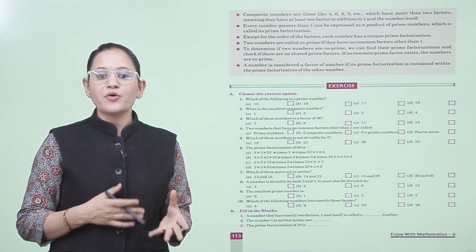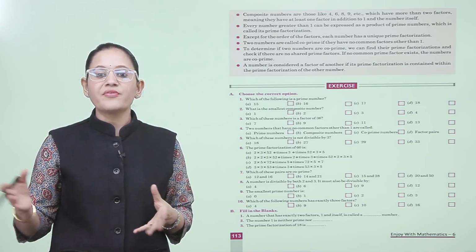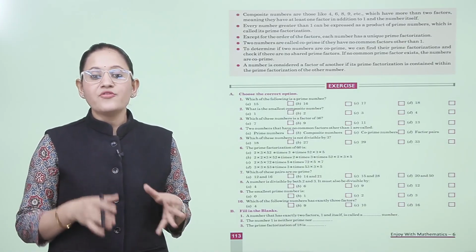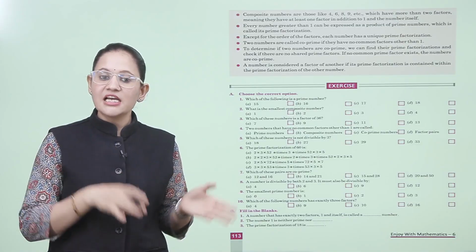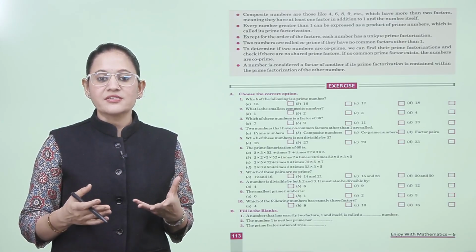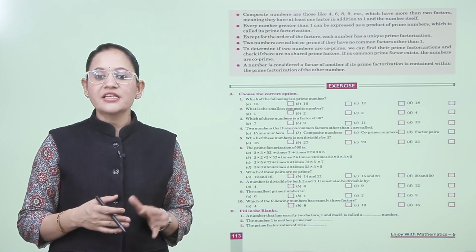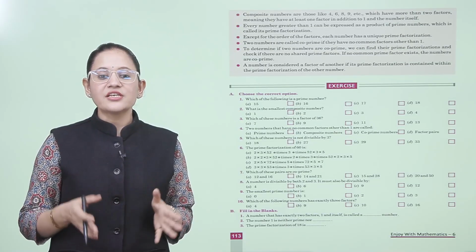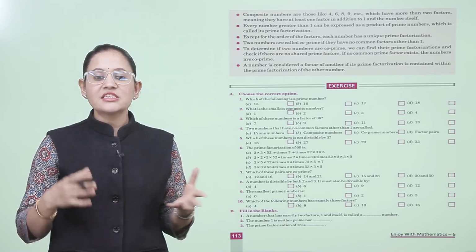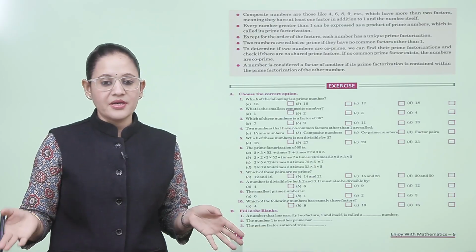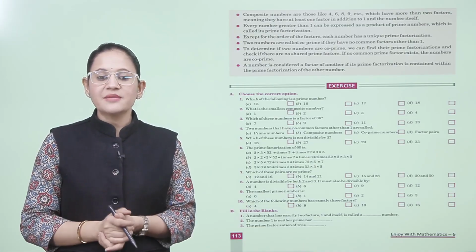Two numbers are called co-prime numbers if they have no common factor other than 1. To determine if two numbers are co-prime, we can find the prime factorization and check if there are no shared prime factors. If no common prime factor exists, that means the numbers are co-prime. A number is considered a factor of another if its prime factorization is contained within the prime factorization of the other number. So here we end the chapter.